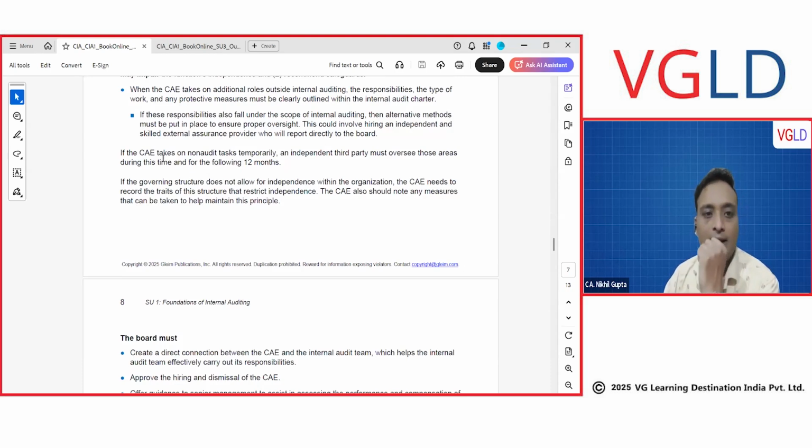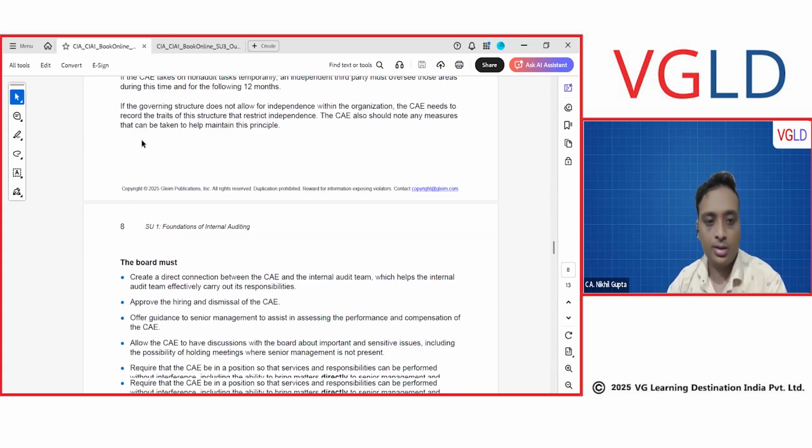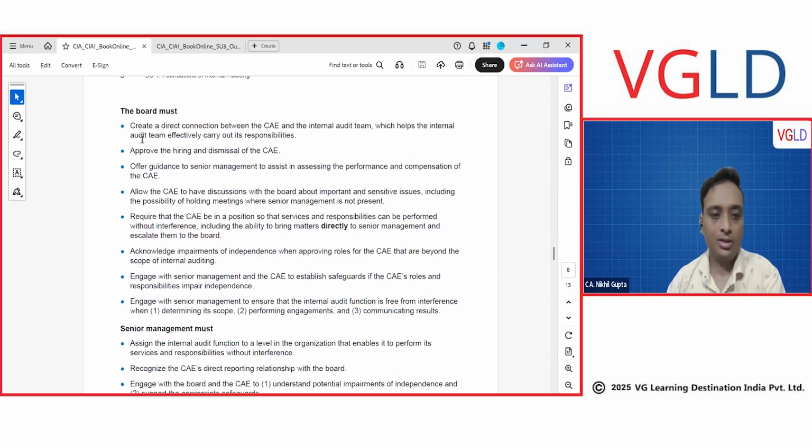If the CAE takes a non-audit task temporarily, an independent third party must oversee those areas during that time and for the following 12 months. So again, we come up with what the board must do and what senior management must do. Just take a read of it. What can the board do in this case?